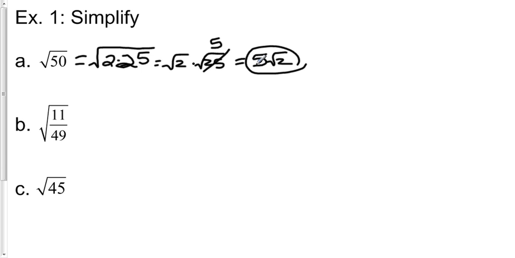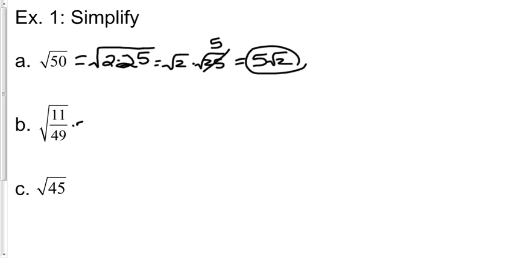So simplifying square roots, we're looking for a number that can come out of the square root, in other words, simplify, and then, if it's not a perfect square, like 50 is not a perfect square, there's usually something left inside the square root sign. So in this case, 50 is 25 times 2, and the square root of 25 is 5, so I've got 5 times the square root of 2. All right, let's try letter B.